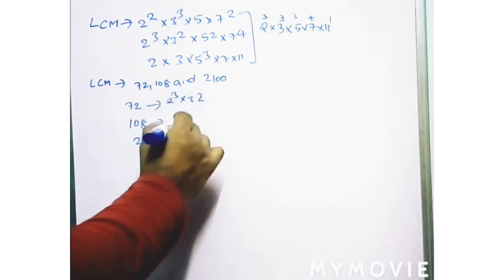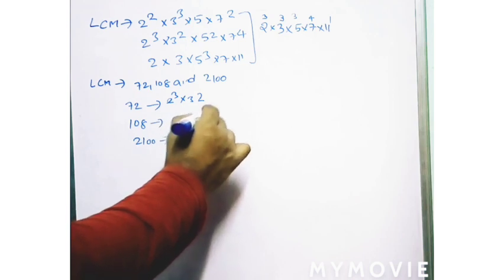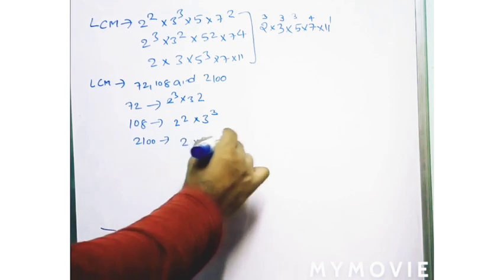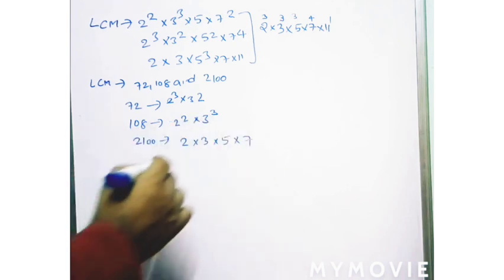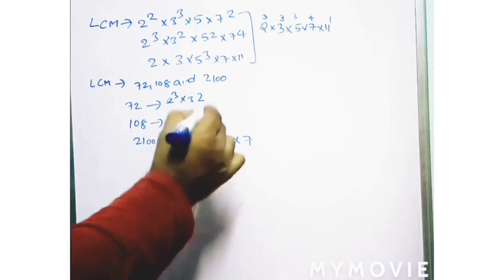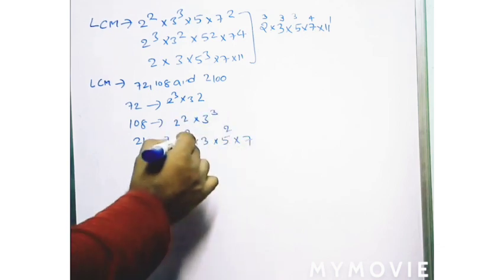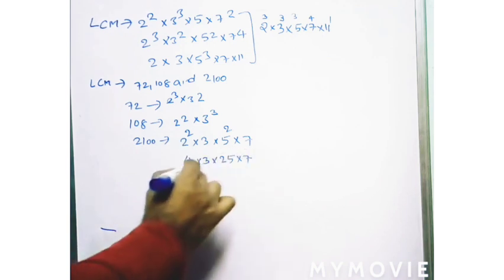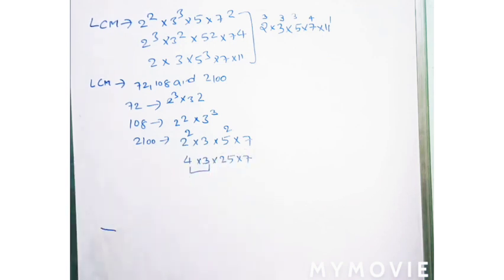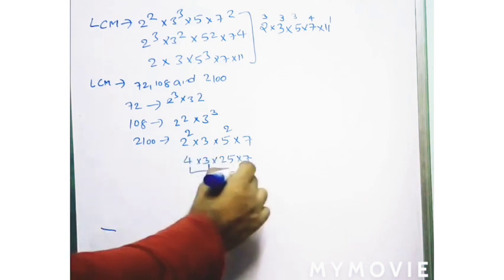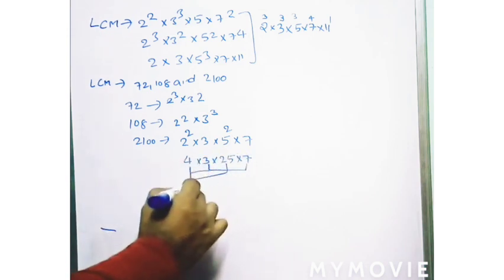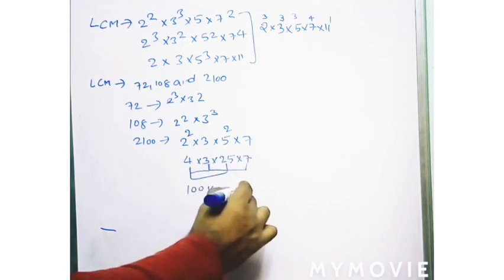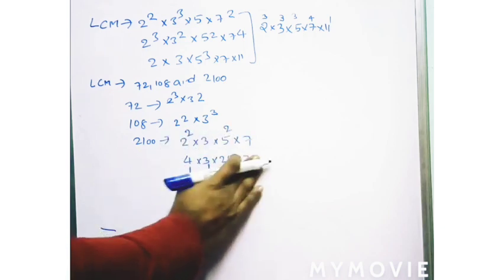108 is 2 power 2 and 3 power 3. 2100 is, let us say, 2, 3, 5 and 7. So 2 power 2 times 3 times 5 power 2 times 7. 2 power 2 is 4, times 3, times 25, times 7. 12 is there, okay, so 21 is there. So 25 times 4 is 100, 7 times 3 is 21, so 2100. That's why we have written 2357.